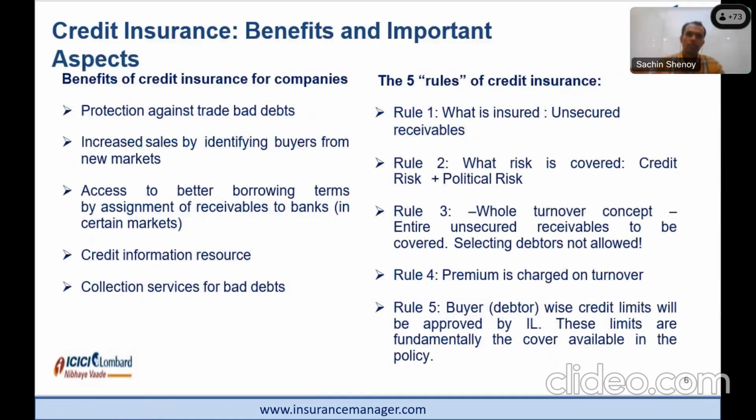Yes. So let's understand what the benefits of an insurance policy are. First of all, it takes care of your bad debts. It acts as a protection for the bad debts which you will incur during the program. Secondly, it helps you to increase your top line by exploring new markets. A good strategy to go into new markets is to give credit to the new buyers which you identify in these markets. And before giving credit, you may not know who those buyers are.